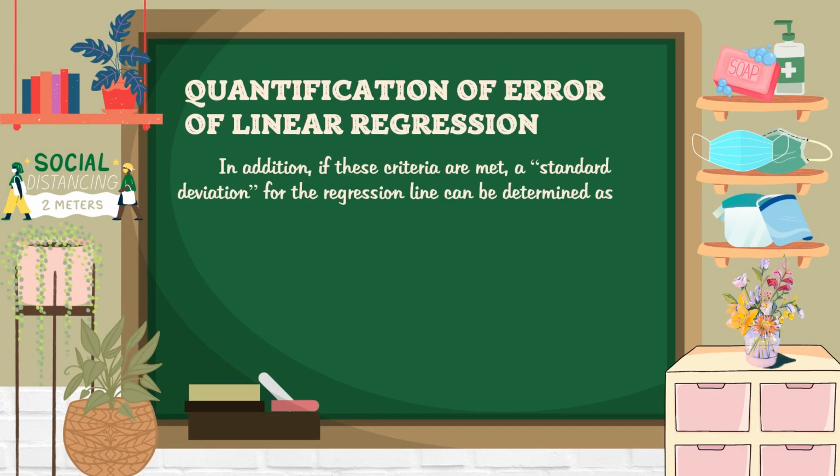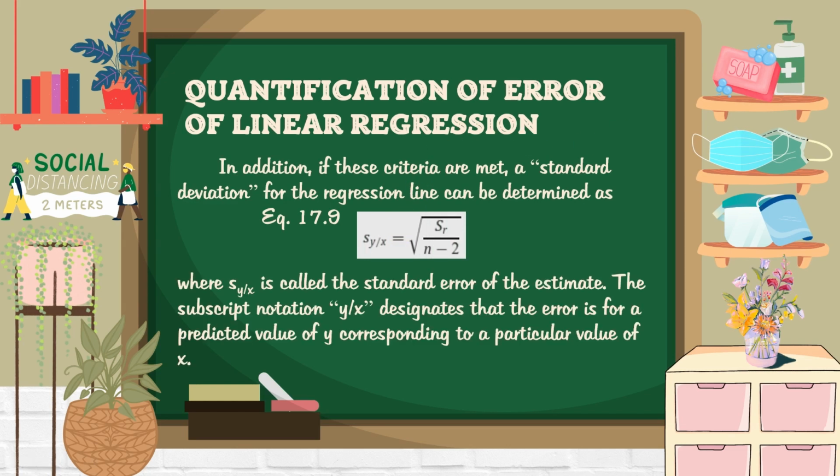In addition, if these criteria are met, a standard deviation for the regression line can be determined as this particular equation, equation 17.9, where s sub y over x is called the standard error of the estimate. The subscript notation y over x designates that the error is for a predicted value of y corresponding to a particular value of x.